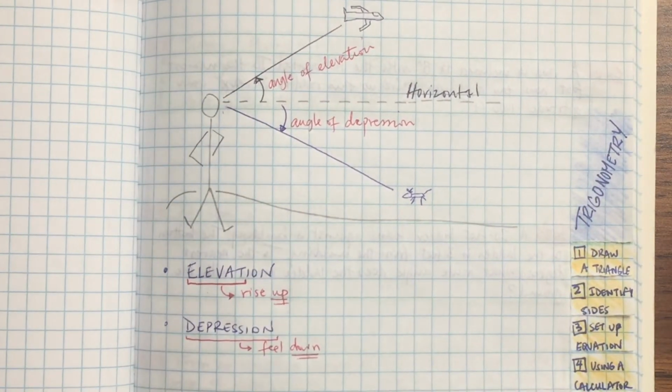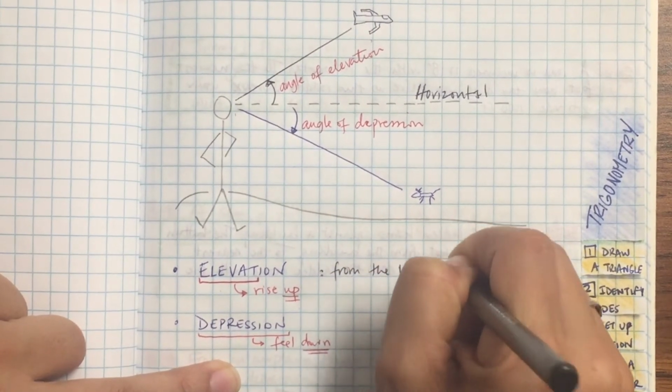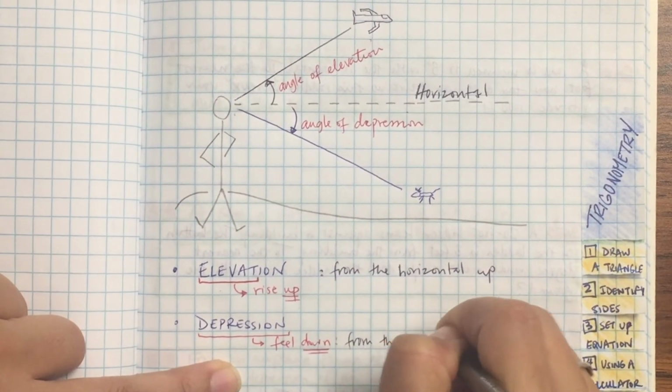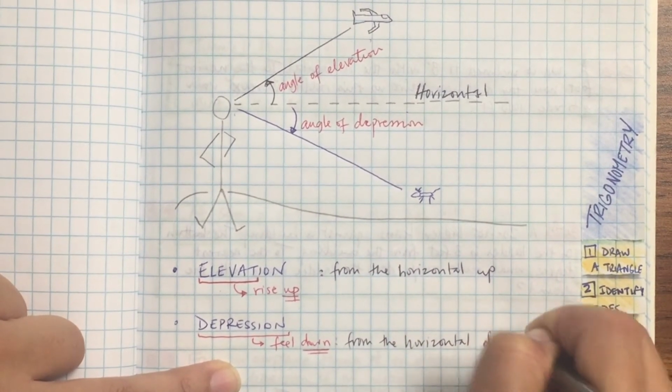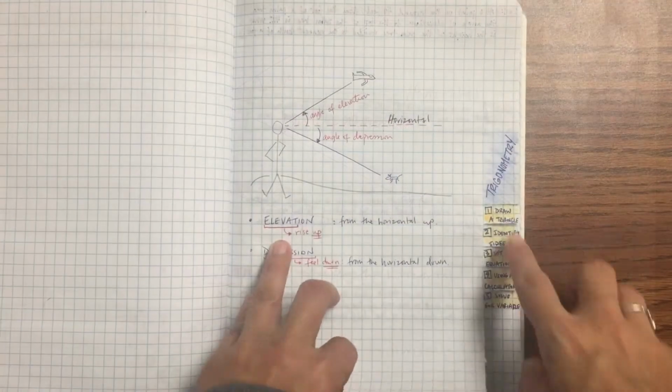So make sure that you write. As a matter of fact, this is a listening check. When you write from the horizontal up, I need you to put a box around this and color it in. For both elevation and depression. Put a box around from the horizontal up and color it in. So those are the 2 definition words that you need in order to do trig.